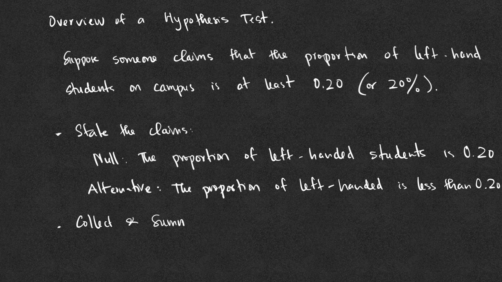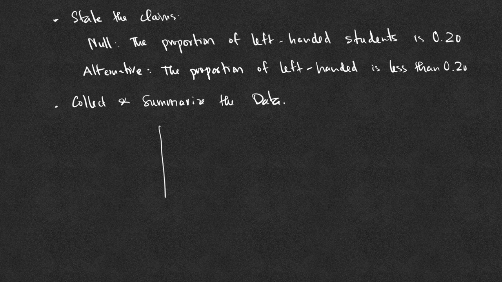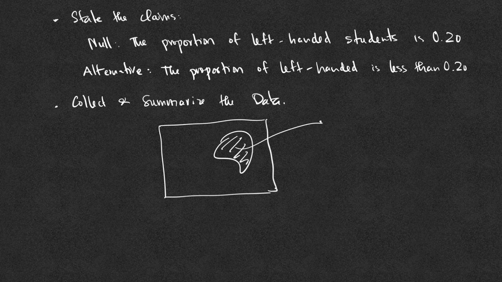The next step is to collect and summarize the data. Remember that the claim is about the entire population. We assume that 20% of all students are left-handed. From this population, we're going to pick a representative sample and we would collect the data. We ask, are you left-handed? The proportion of left-handed will be the number of left-handed out of the sample size n.